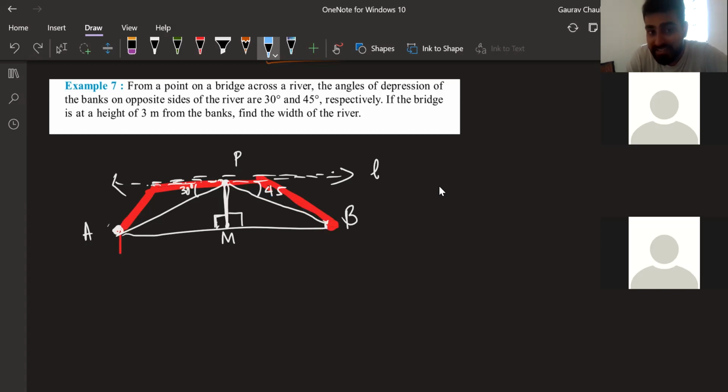Okay. Now, why is this M important here? Because this is the river level. Because the bridge is at a height of 3 meters from the banks. Okay, this is not quite the right language. It's not at a height of 3 meters from the banks, but at a height of 3 meters from the water level. That could be the right language in this question.